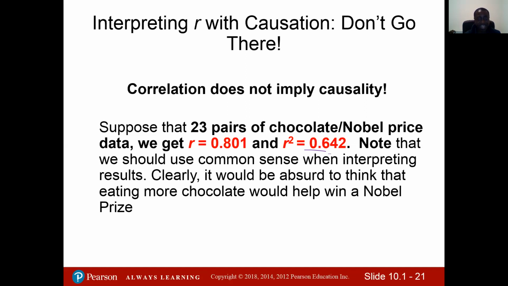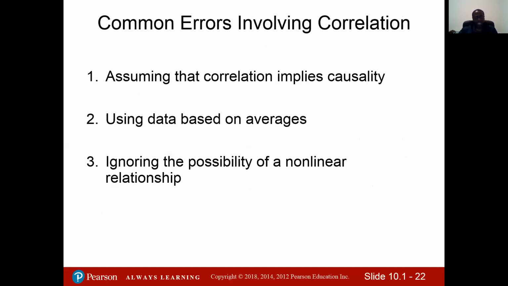Okay. All right. So these are some of the common errors: we assume that correlation implies causation, that is cause and effect. And then using data based on averages. And then ignoring the possibility of a nonlinear relationship. So this is for a linear relationship. If something is non-linear, then we don't use this procedure that we are talking about.